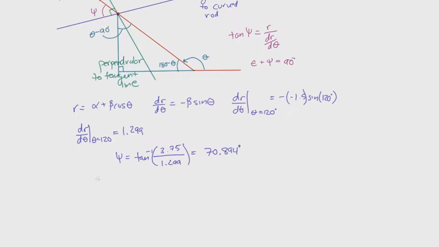degrees. And then by using the equation epsilon plus phi equals 90 degrees, that implies that epsilon is 19.106 degrees. So we're going to need these angles later on to use our force analysis equations. So the next thing we're going to do is actually find the acceleration of that double collar in terms of theta, the angular velocity, and angular acceleration, although there is no angular acceleration.